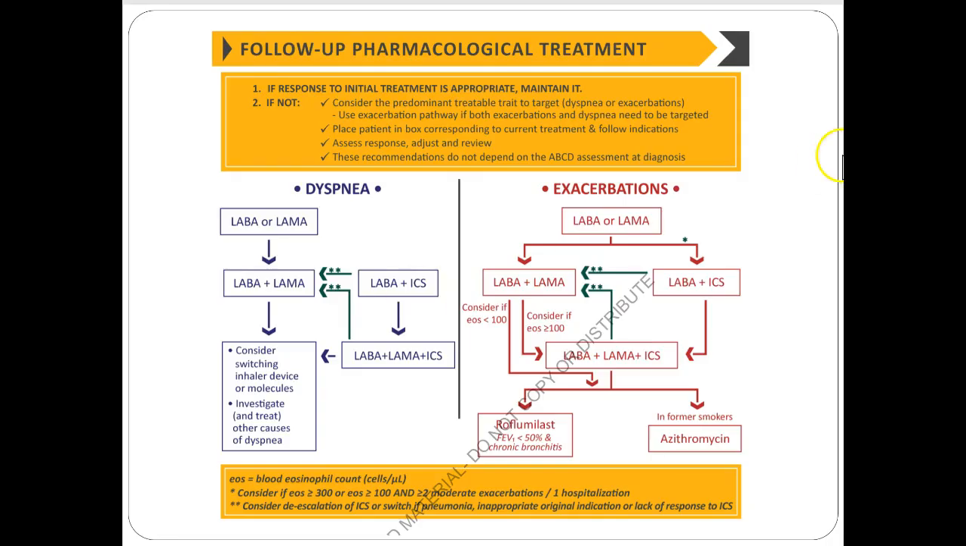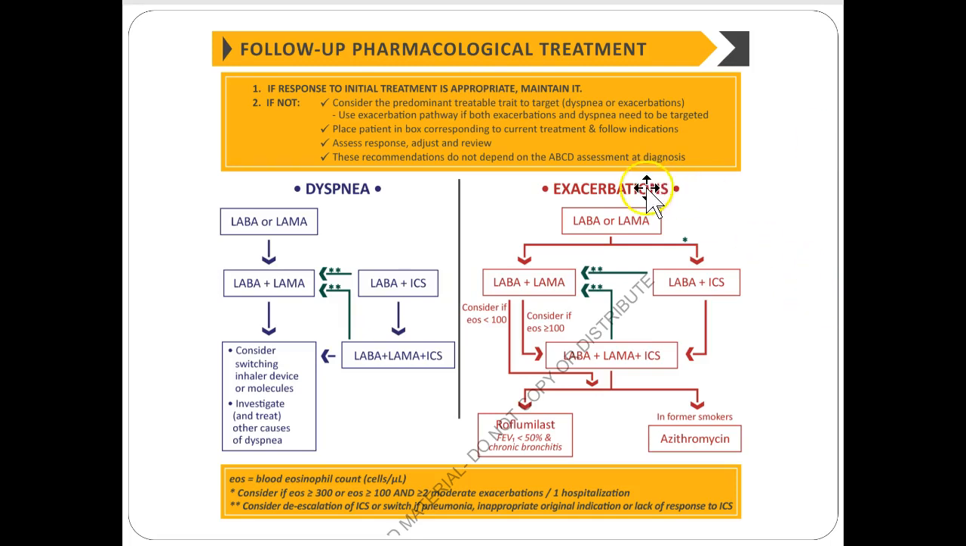This chart, I think, is a little easier to look at. So it kind of breaks it down into the different categories of what people are experiencing. So if dyspnea or exacerbations are your big one, you're going to start with the same category, so LABA or LAMA. From there, you're usually going to add an inhaled corticosteroid on or add the other product on. So from starting with one, you're going to add something.